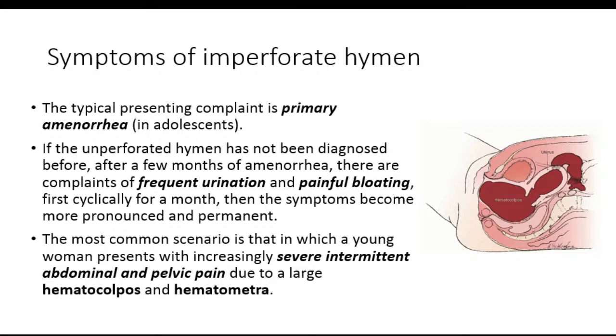Also, the patient may complain of frequent urination, bloating, painful bloating, usually cyclical, not every day, but sometimes it exaggerates. The most common scenario is that in which the young woman presents with increasingly severe intermittent abdominal and pelvic pain due to a large collection of menstrual blood, with formation not only of hematocolpos but also hematometra and hematosalpinx, like it is shown on this picture. And I hope you can see it up there.